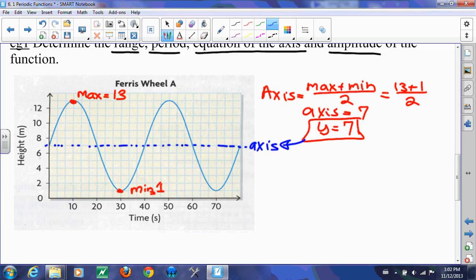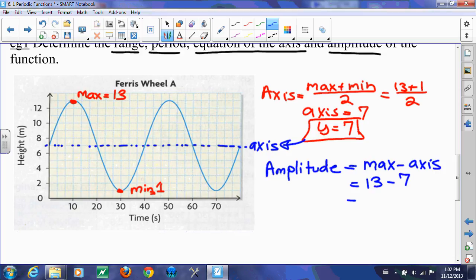Then we can find our amplitude. To find our amplitude, remember that equals the max subtracted by your axis. So your max is 13, subtract your axis, which is 7, so that's going to equal 6 meters.